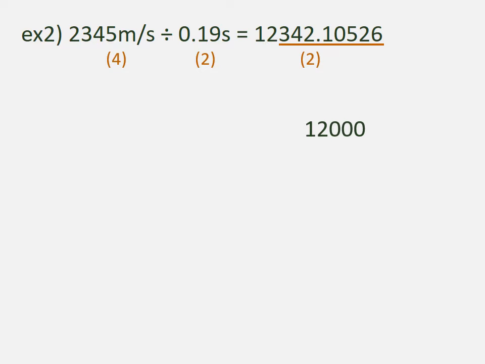Now for my unit. I have meters over seconds, and that's being divided by seconds, which I write as seconds over 1. Now remember back to grade 8. When we had 2 fractions and a divide sign, we changed the division sign into multiplication by flipping the second fraction. So meters per second stays as meters per second, and then it's multiplied by 1 over seconds.